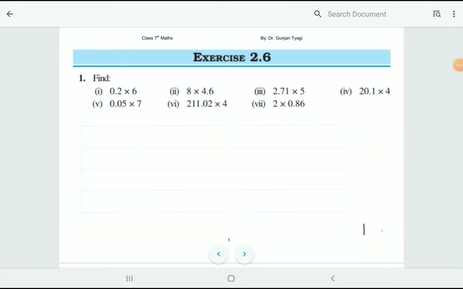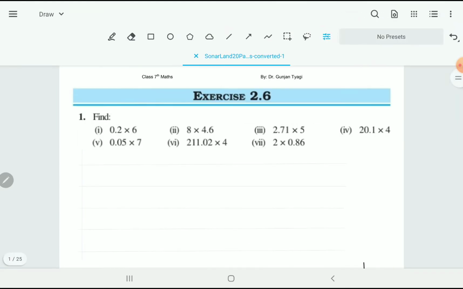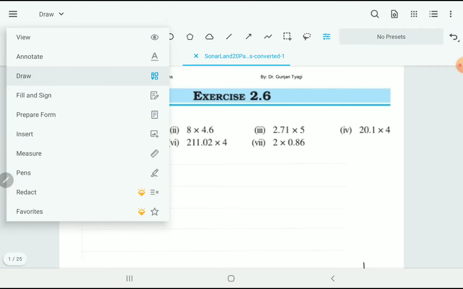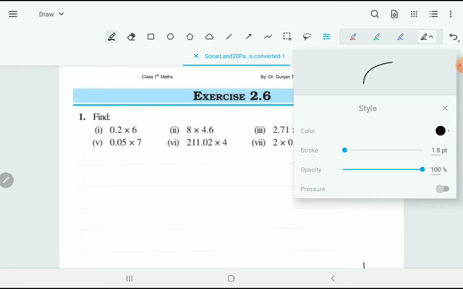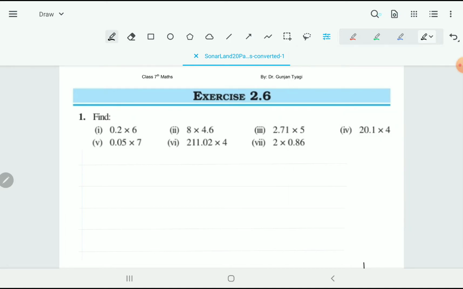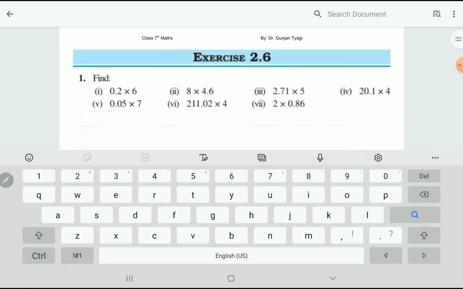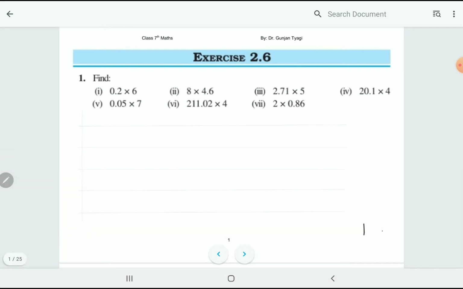Now in this lecture we are starting exercise 2.6, that is about multiplication of decimals. As we have learned the multiplication of two decimal numbers or multiplication of one decimal number by 10, 100, 1000, we did all these in the last lecture. Now we are doing the questions related to them. Let's start. Solution of the first.